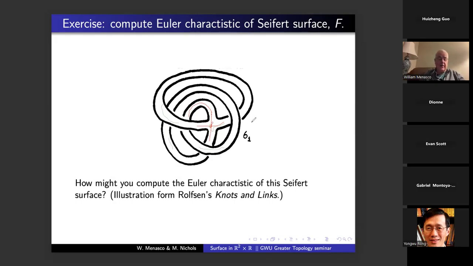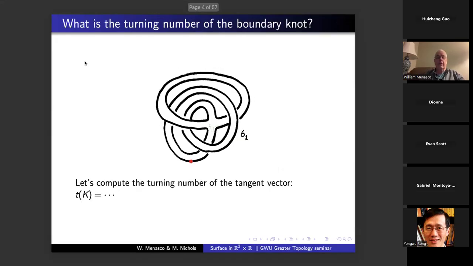All right, I'm going to give you a different way of doing it. Let me just stop annotating it. I'm going to do it by looking at its boundary. Remember, the Euler characteristic is -1. So here's another way of getting -1.